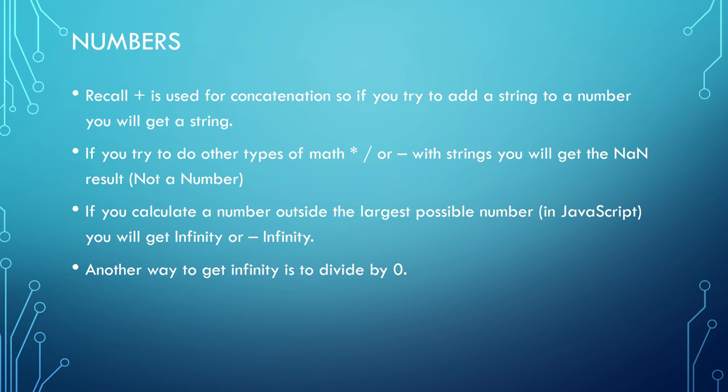If you calculate a number outside the largest possible number in JavaScript, okay, you're going to get infinity or negative infinity. Another way to get infinity is to divide by 0.